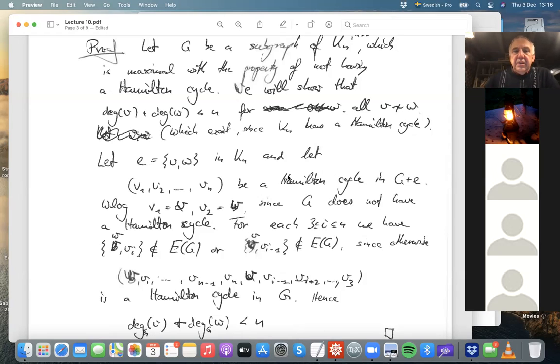So let's write this. V1, V2, and so on up to Vn, where Vn equals V1. The last one is the first one. So let's assume that this first edge is our new edge E. So V1 is V and V2 is W.